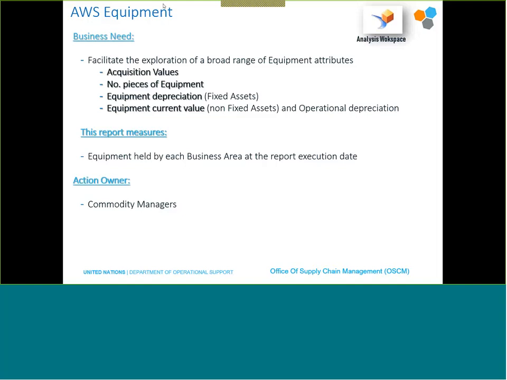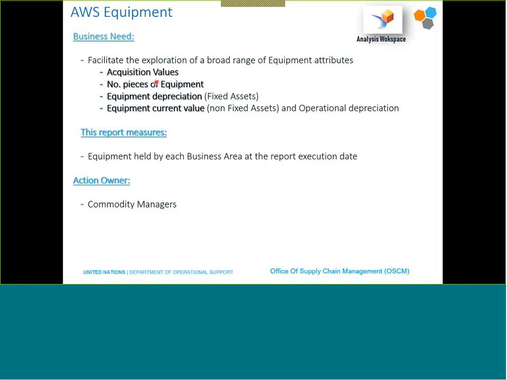So let's go first through the business need, and then I'm going to use the laser pointer, which is much better. Okay, so the business need is to facilitate the exploration of a broad range of equipment attributes. Basically we are talking about acquisition values, number of pieces of equipment, the equipment depreciation for fixed assets, and the equipment current value if they are not fixed assets, what they call operational depreciation. Within these main attributes you have granularity: all types of acquisition values, different possibilities in terms of pieces of equipment, the type of depreciation, stuff like that.